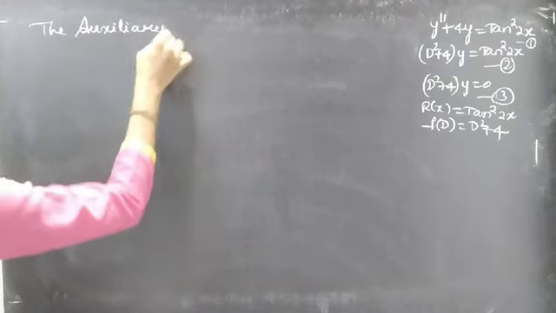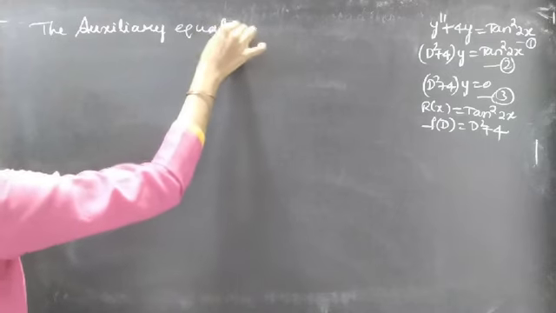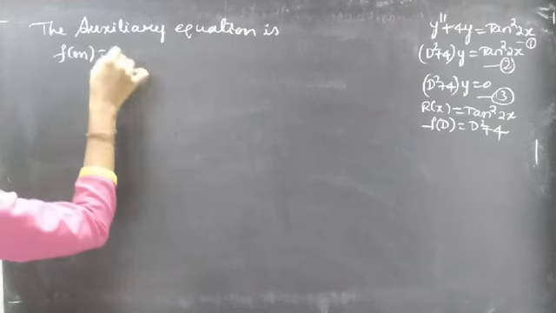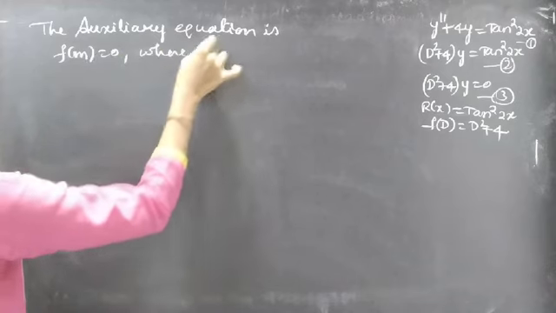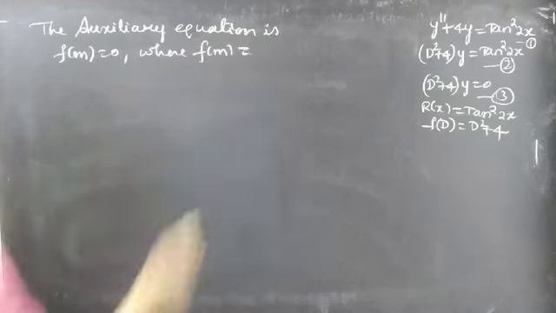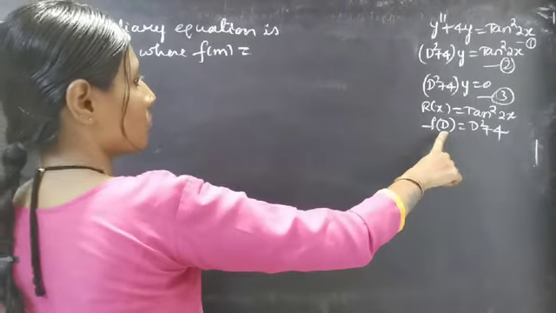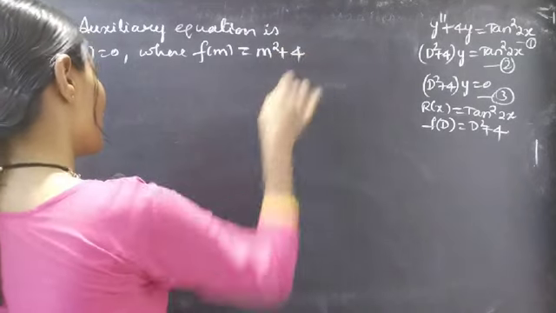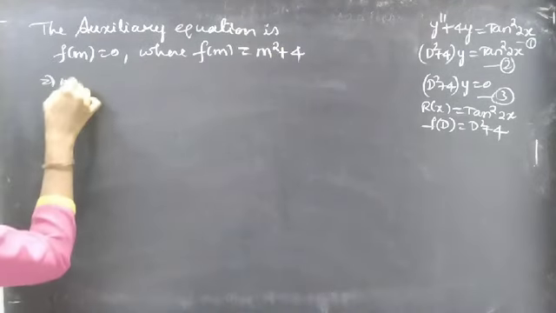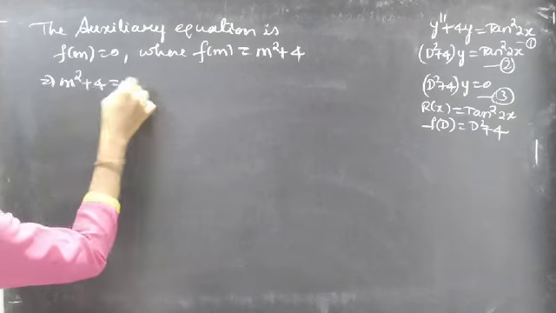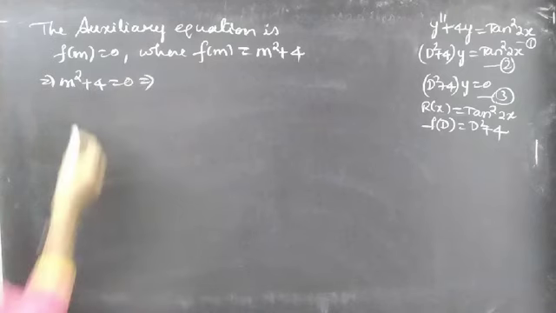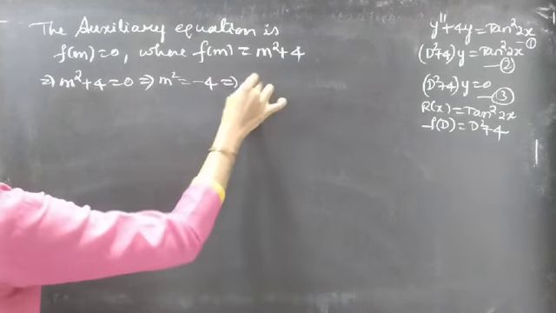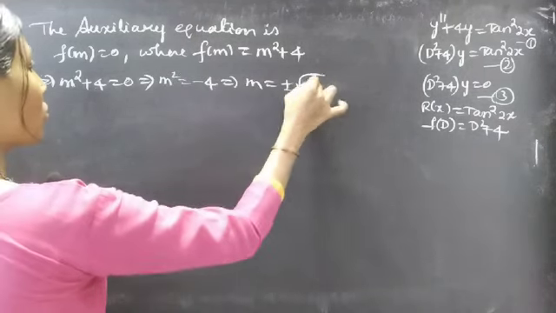The auxiliary equation is f of m equal to 0, where f of m equal to, we have f of D equal to d square plus 4. Let's replace the differential operator by m, so that we'll get f of m equal to m square plus 4, and the auxiliary equation becomes m square plus 4 equals 0. We need to find roots, so we'll take this 4 to the RHS, then we'll get m square equals minus 4. From this we'll get m equal to plus or minus square root of minus 4.